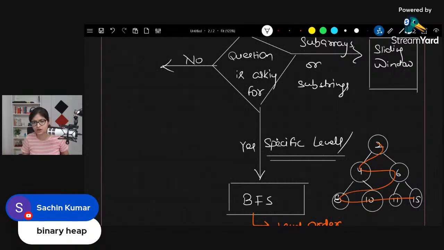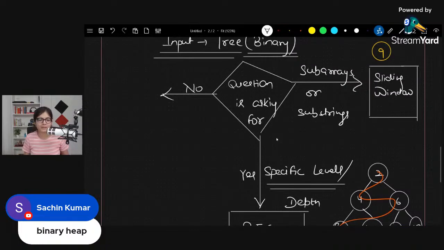Let's say the question is not asking about specific levels or depth of a tree. In that case, maybe you can go for something called DFS, depth first search.